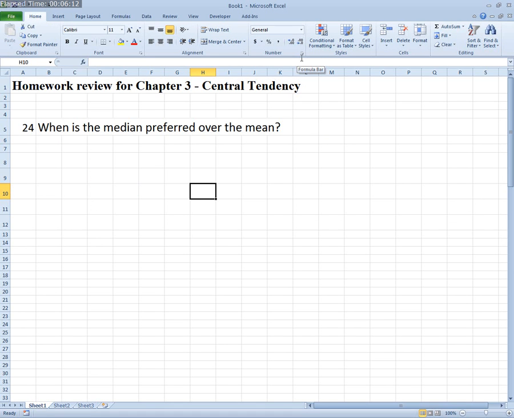And the last question in this series for Chapter 3 is question 24, and it's asking, when is the median preferred over the mean? And simply, that is when there is a skewed distribution. There are a few extreme scores on one end or the other. An open-ended distribution, undetermined scores, or you're using an ordinal scale. Remember, the mean is for continuous numbers, so it's for a ratio scale. Okay, and that is just something for you to remember.